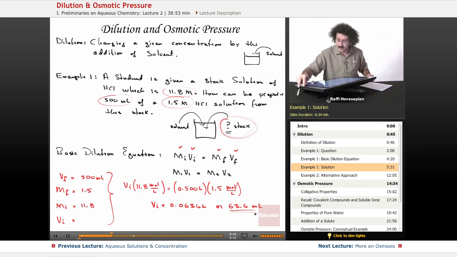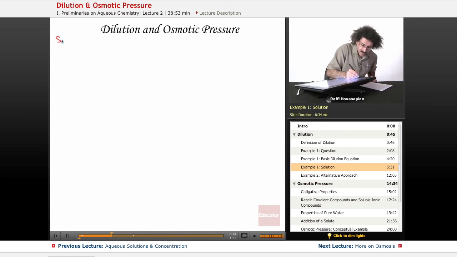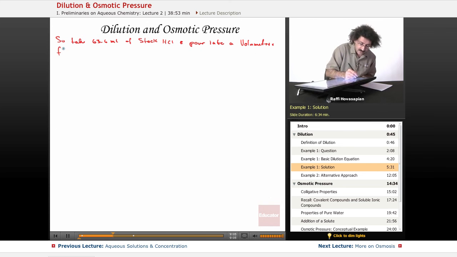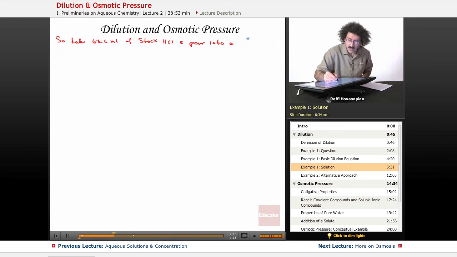So let me go ahead and write out the procedure. So take 63.6 milliliters of stock solution, stock HCl, and pour into a volumetric flask. I'm sorry, a 500 milliliter volumetric flask, because we're creating, now we want to be as precise as possible. I mean, you can use a beaker if you want, but again, you're trying to create a solution, so you want to use a 500 milliliter volumetric flask.